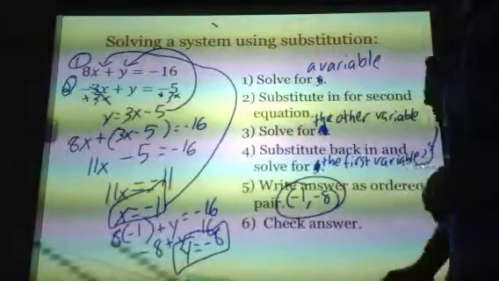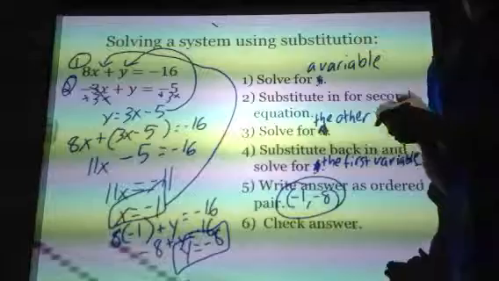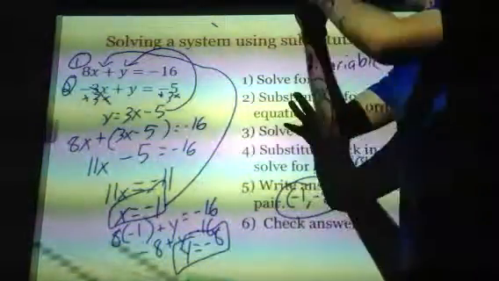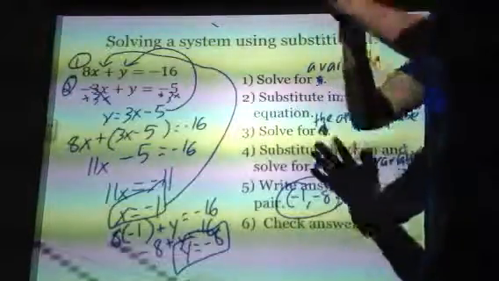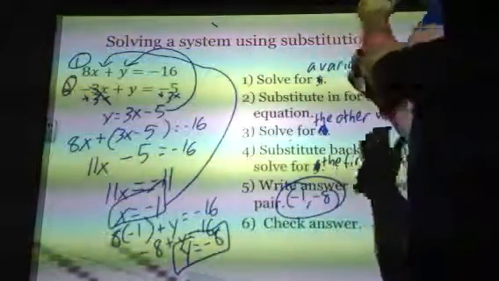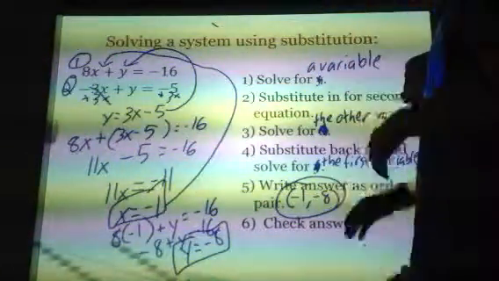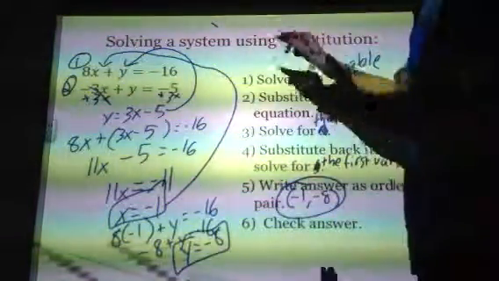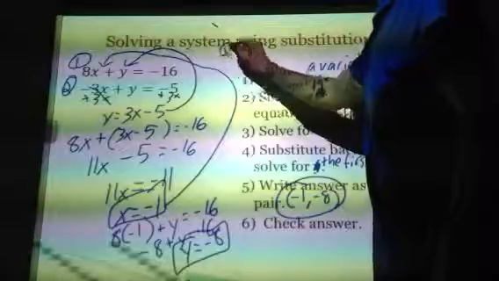And then step 6 is check our answer. Remember, when we're checking our answer, we're going to plug it back into our system. The solution of the system is when they both are going to be true. Okay? So here, we need to see if the point -1, -8 makes both of our equations true. Alright, so let's check it out.